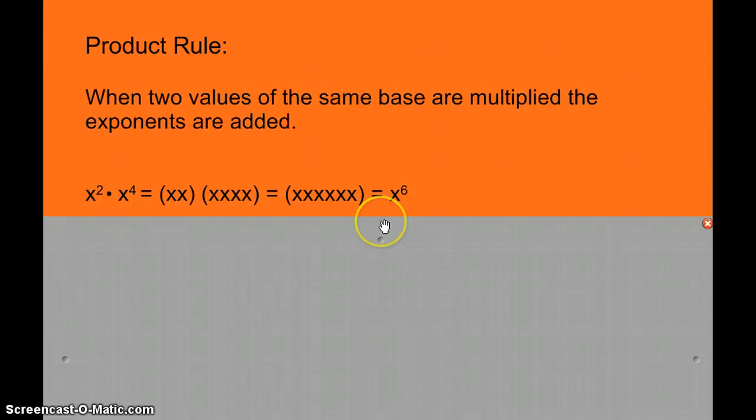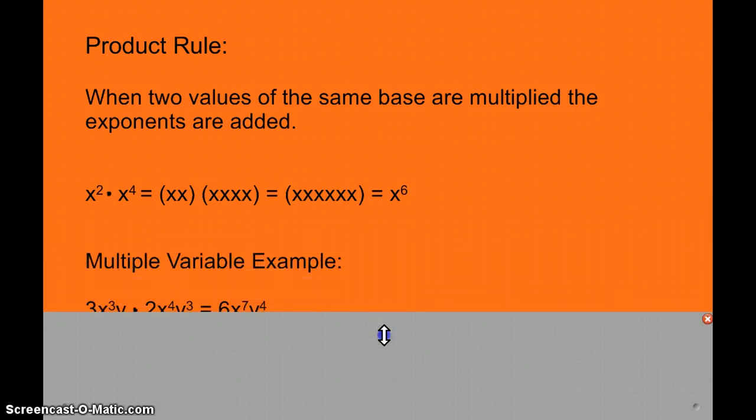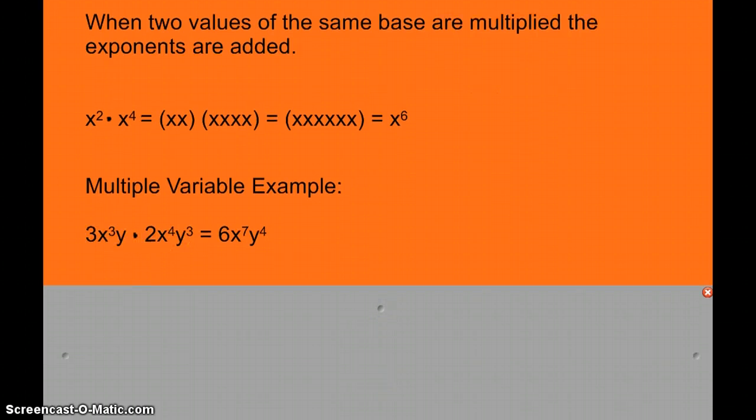So this brings us to our rule then that just says now we're not going to write all this out anymore. We're just going to say if we have x to the second times x to the fourth, we're going to realize we can add our exponents together, getting us to x to the sixth. So let's look at an example here that has multiple variables and some constants in it.